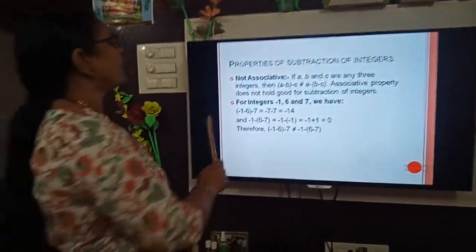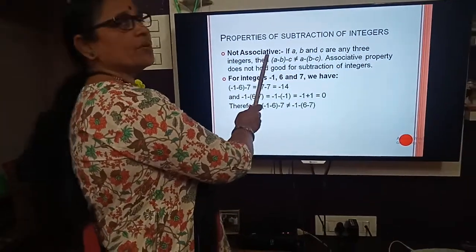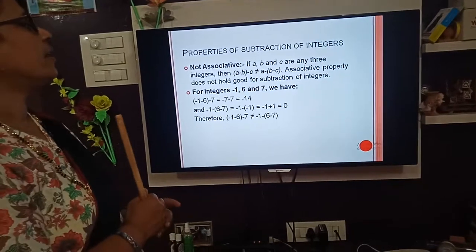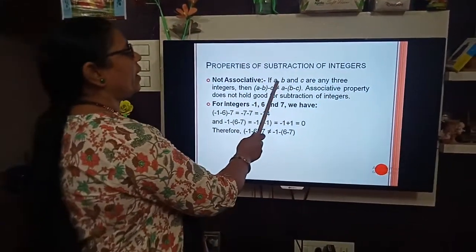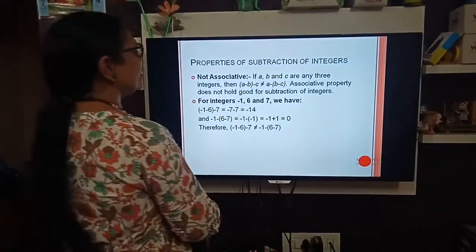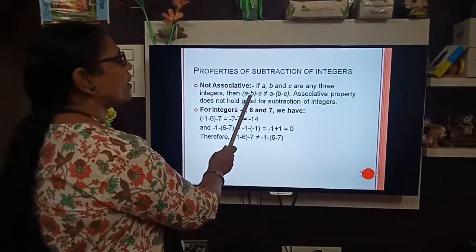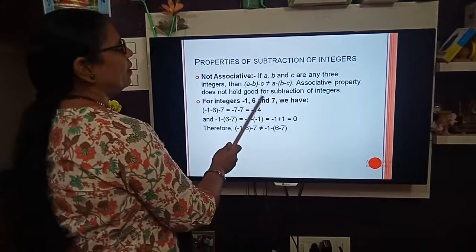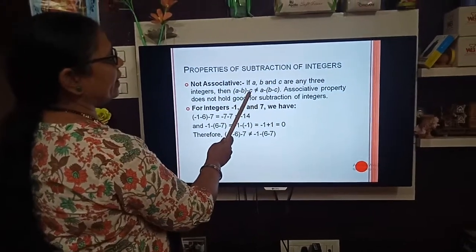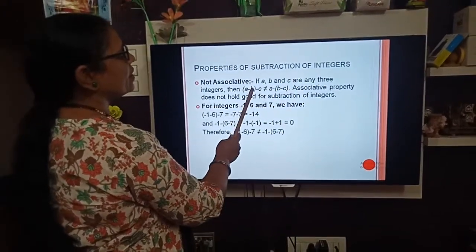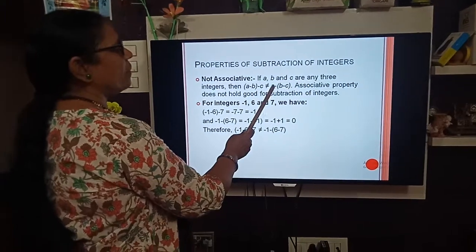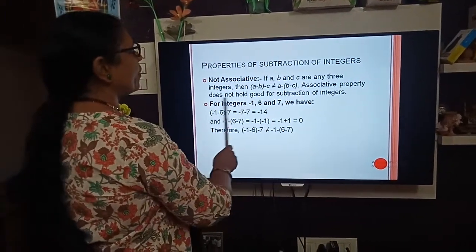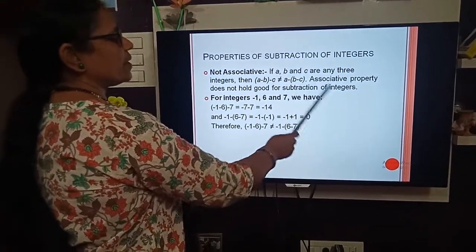So next property is not associative. As I told, for associative property we need three integers. Then if a, b and c are any three integers, then we are grouping the first two and then the third one is free from the group. (a - b) - c must equal a - (b - c). So then the associative property does not hold good for subtraction of integers.